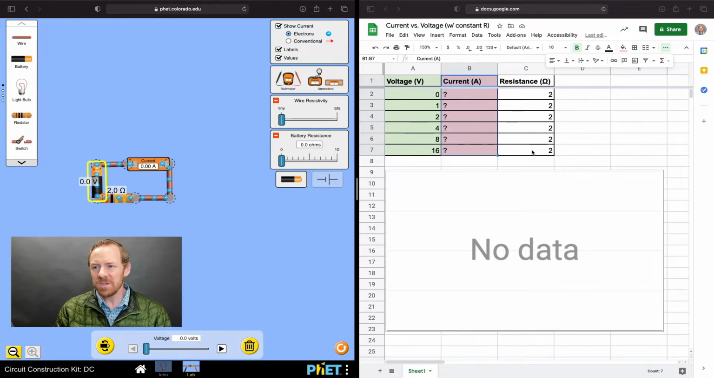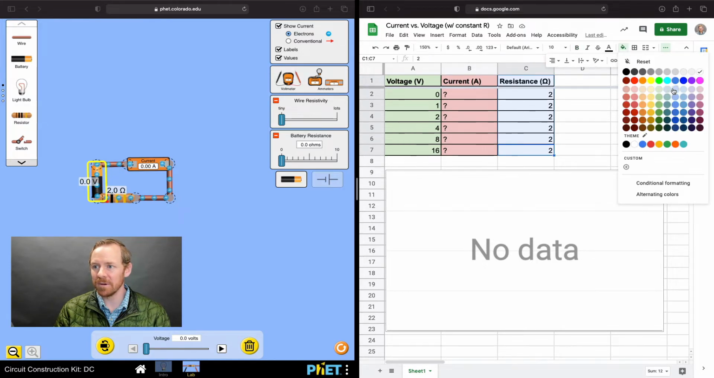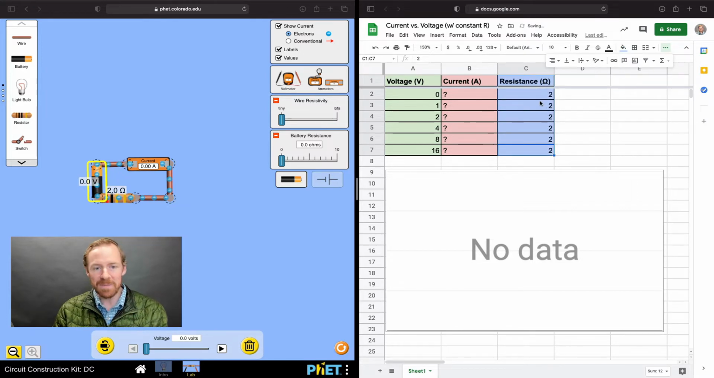Before we get started, though, we do want to make sure that we're not introducing other uncontrolled variables into our experiment. So we're going to keep the resistance constant. That's going to be a controlled variable. We could change it for a different experiment, but for right now, we're going to keep the resistance constant. We're going to manipulate the voltage and see how the current responds.